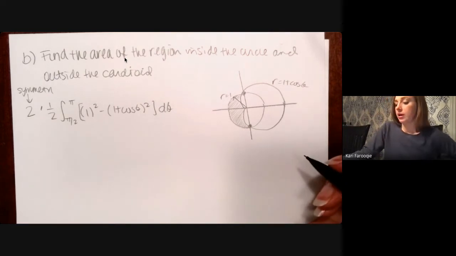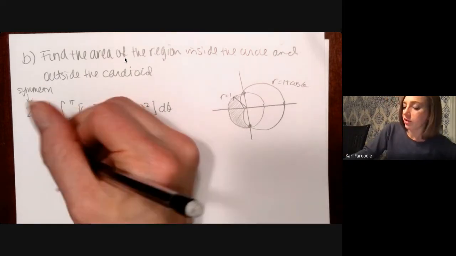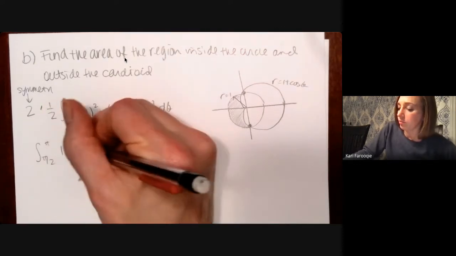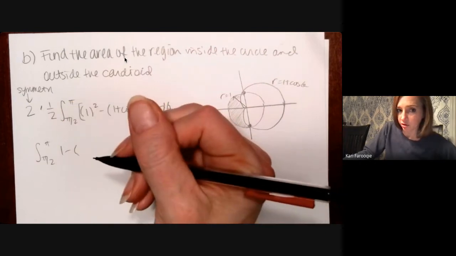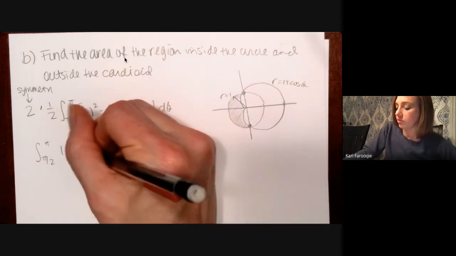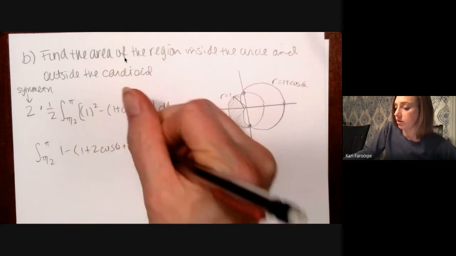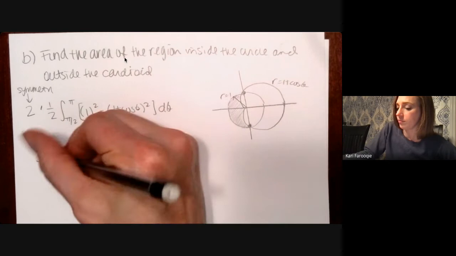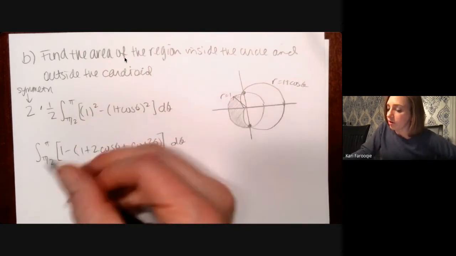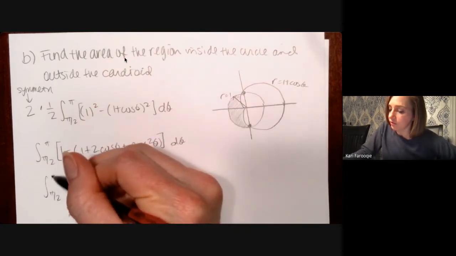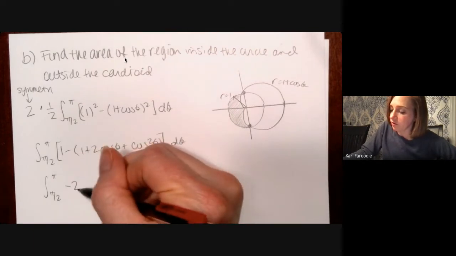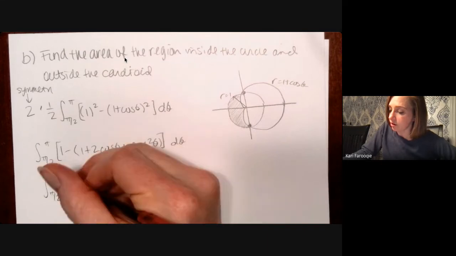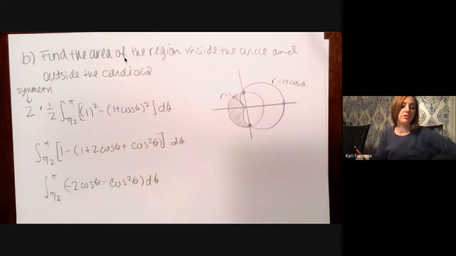So let's go ahead and, again, we've done a bunch of these now, but we'll go ahead and evaluate this. So we have 1 minus, and then be careful to make sure you distribute that negative into your parentheses, 1 plus 2 cosine theta plus cosine squared theta d theta. And then the 1 minus 1 will, of course, give you 0. And then you'll have negative 2 cosine theta minus cosine squared theta d theta.